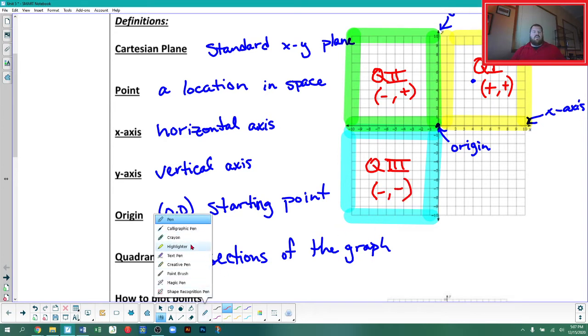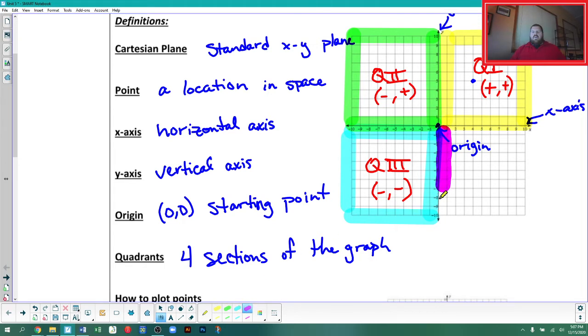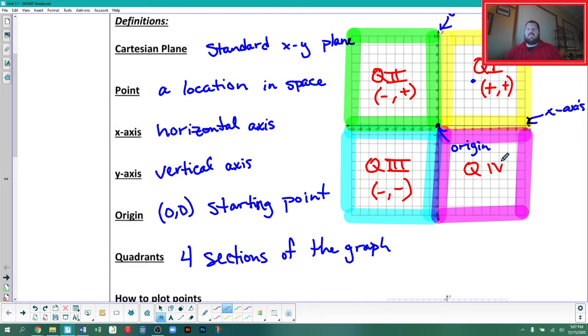Okay. And then lastly, our quadrant 4 is down here. Like I said, there are 4 sections to the graph, so this is the 4th of those 4 sections. And we call it quadrant 4, or Q4. 4 in Roman numerals, if you're not aware, is IV. And all these points have positive x values but negative y values.